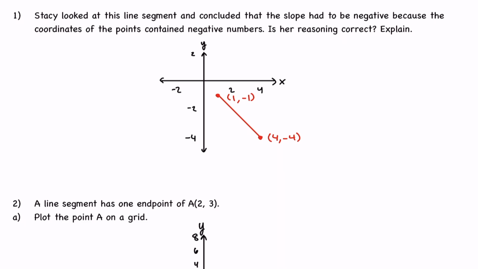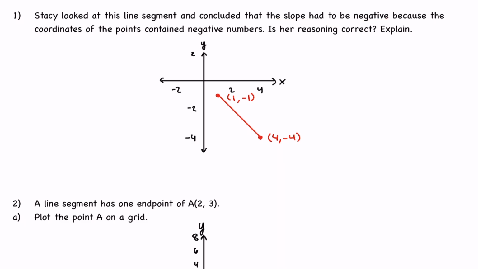Now let's go over some examples. Stacy looked at this line segment and concluded that the slope had to be negative because the coordinates of the points contain negative numbers. Is her reasoning correct? Explain. So first, let's think about what makes a slope negative.